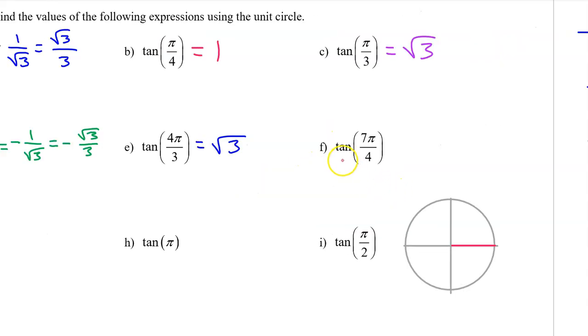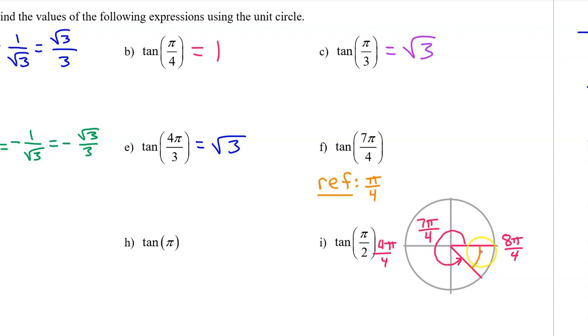Part F. In what quadrant is 7 pi over 4? We can think of pi as 4 pi over 4. If we double this, then what we normally think of as 2 pi, we can think of as 8 pi over 4. This helps us realize that 7 pi over 4 is pi over 4 less than 8 pi over 4. That places it in the fourth quadrant.